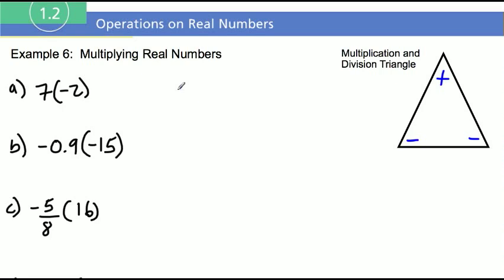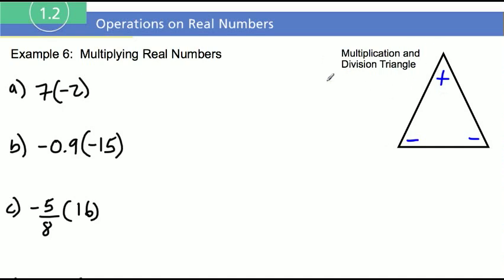I'm just going to now go and talk about multiplying real numbers. What I've drawn right here is the multiplication and division triangle. It's pretty cool. Basically, if you want to know the sign when you multiply or divide numbers, you can always use this triangle right here. You say, what do you mean?